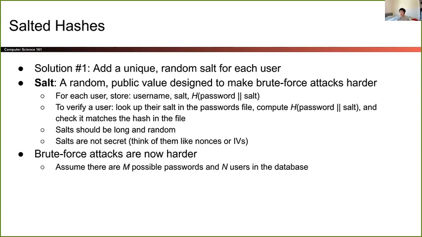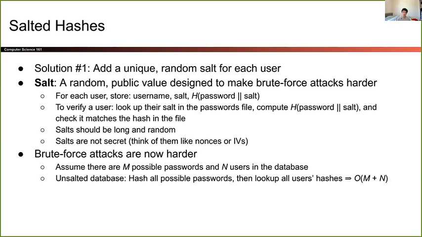Let's just say we have m possible passwords and n users in the database. If the database doesn't have a salt, then what we can do is build a dictionary of all possible passwords, or a rainbow table, or whatever you want to do. And then because we can do constant time lookup, we can go through and just scan for all the users' hashes. So that takes O(m) time to build our table and O(n) time to scan through our table and look for all users' passwords. So in total, that's O(m + n).